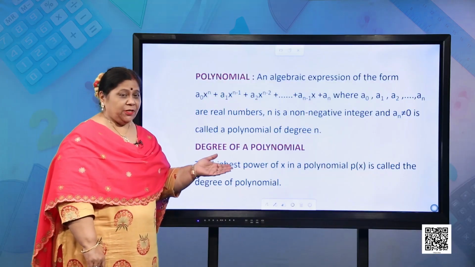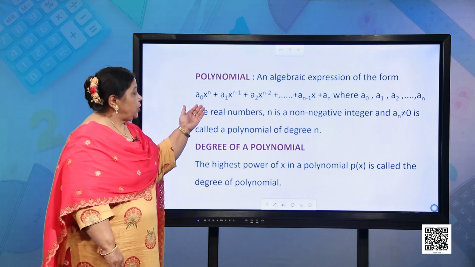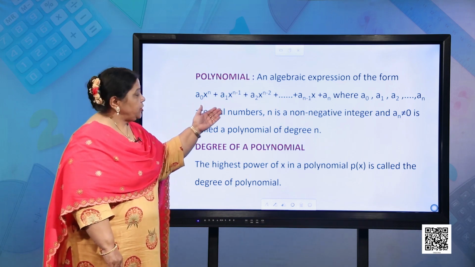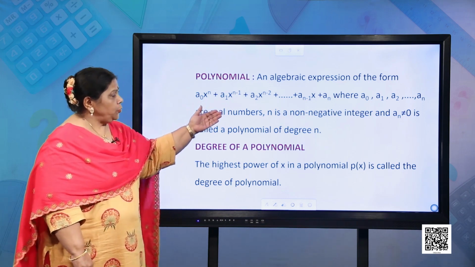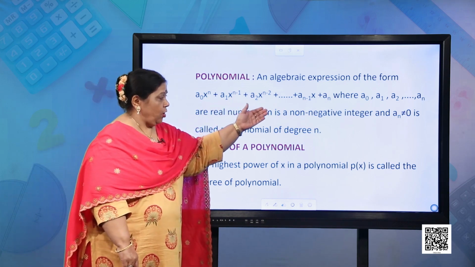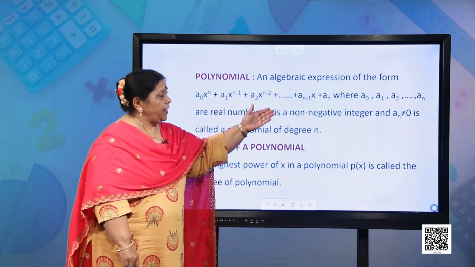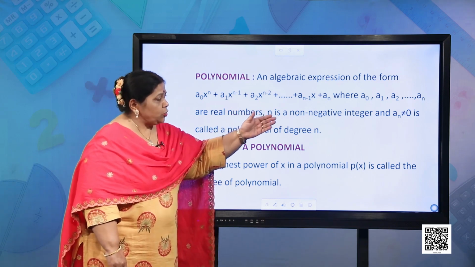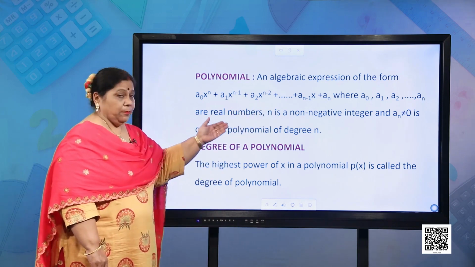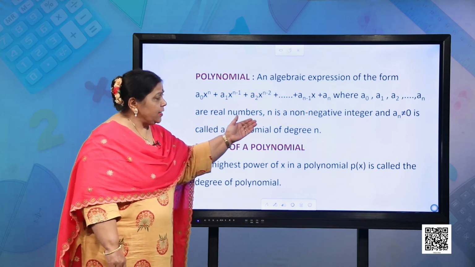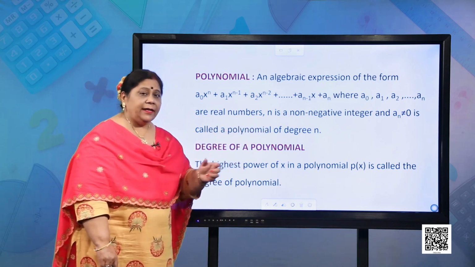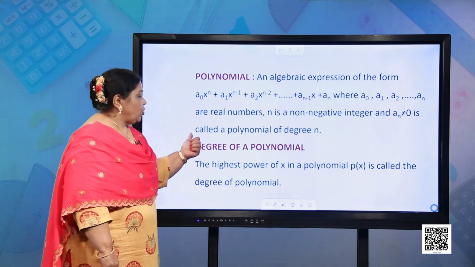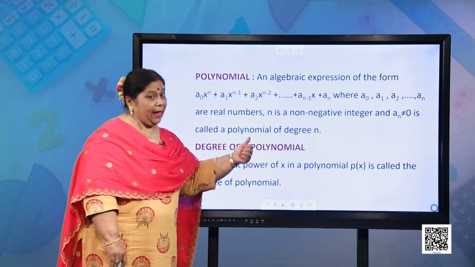An algebraic expression of the form a naught x to the power n plus a1 x to the power n minus 1 plus a2 x to the power n minus 2 plus so on plus a n minus 1 into x plus a n, where a naught, a1, a2 and so on a n are real numbers and n is a non-negative integer and a n is not equal to 0 is called a polynomial of degree n.